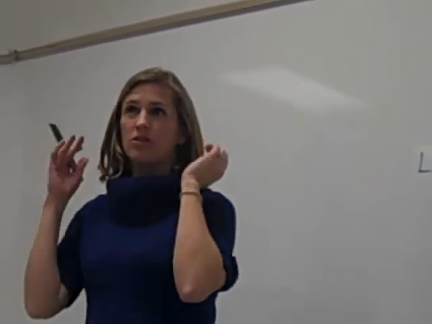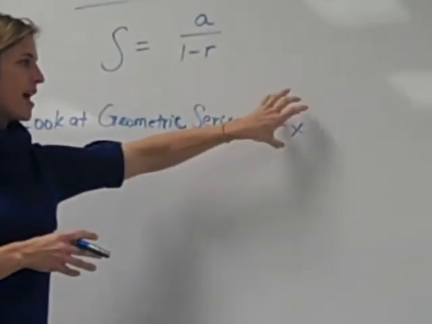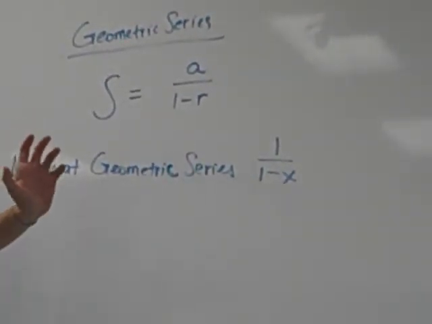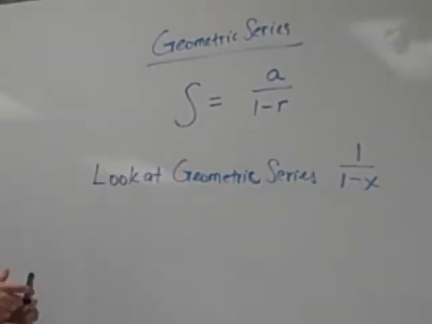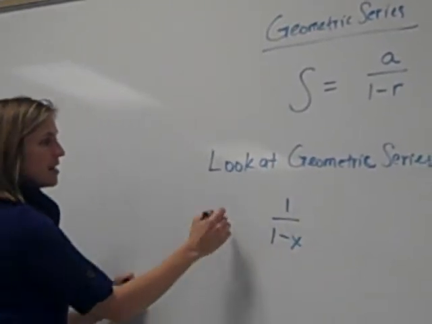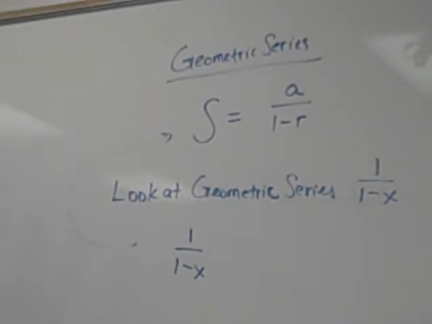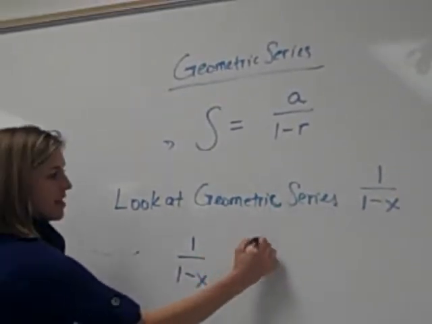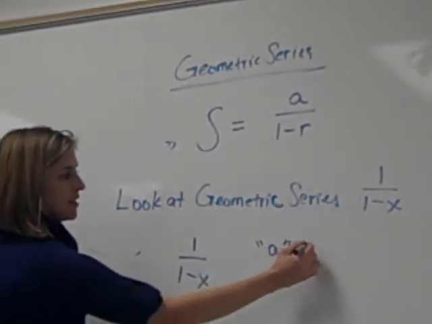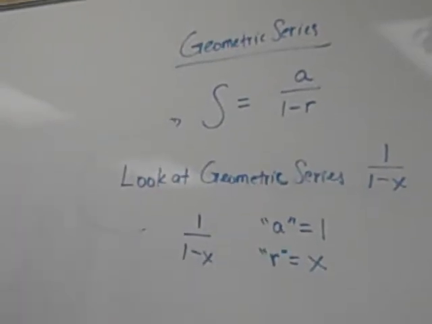Which might be like, what are you talking about? What's the connection? But we can take lots of functions and write them as sums of stuff. So we can write them as series. So the geometric series 1 over 1 minus x, if we think about the fact that the sum is represented by a over 1 minus r, my a value would be what? 1. And my r value would be x.